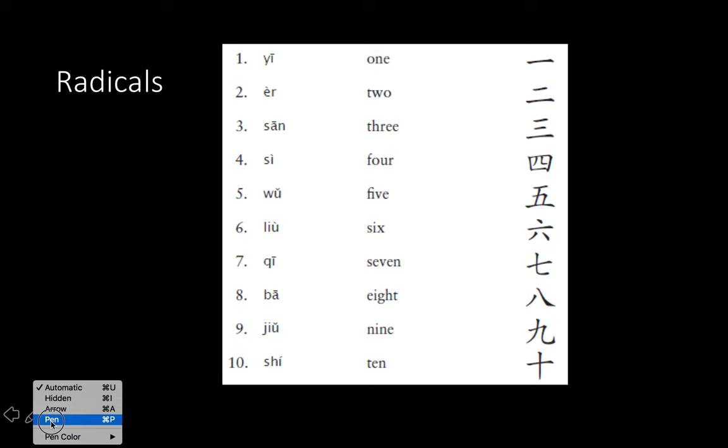Let's write those characters. 一, long horizontal line. 二, 横, 横. 三, 横, 横, 横. 四, 竖, 横, 折, 撇, 竖, 折, 横. So we write the outside strokes first, then inside the strokes, then closing. 五, 横, 竖, 横, 折, 横. 六, 点, 横, 撇, 捺. 七, 横, 竖, 折. 八, 撇, 捺.